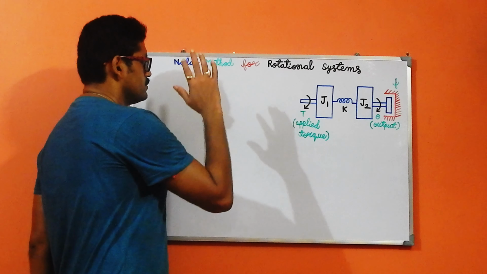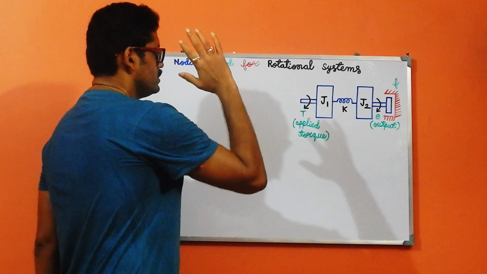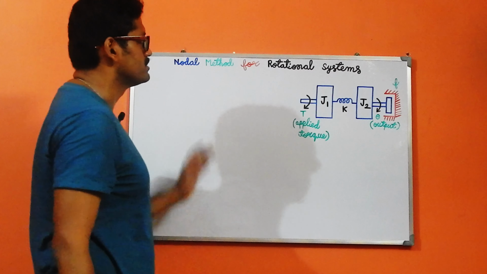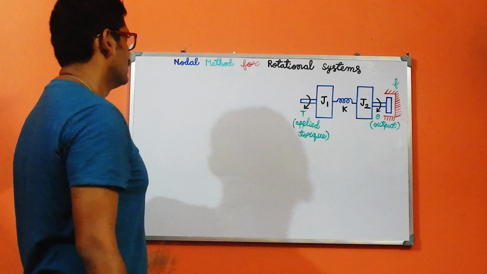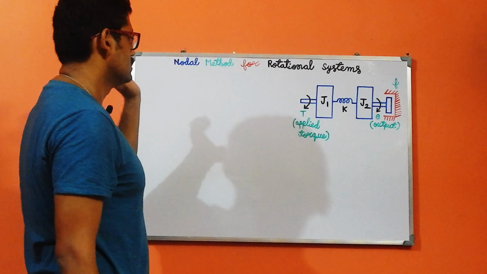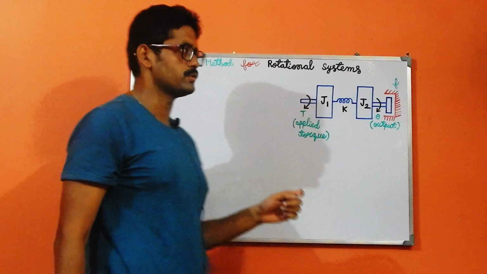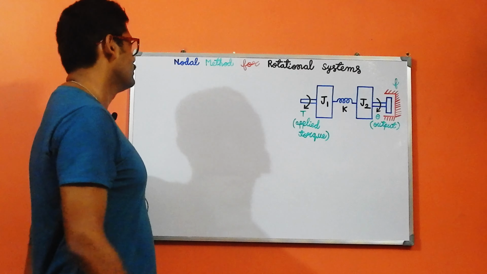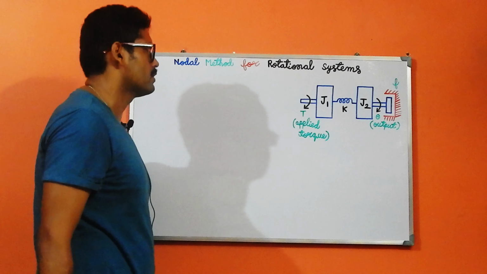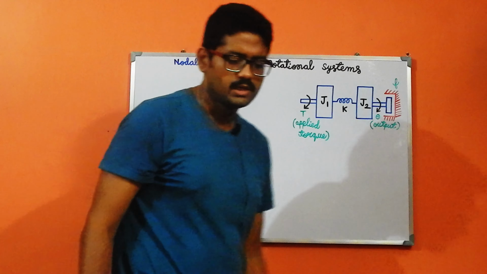So that will be our next class. I will take the diagram, or how to consider this diagram for our signal flow graph. That will be our next class. So in our present class, I will consider the nodal method for our rotational system and how to bring the diagram over here.